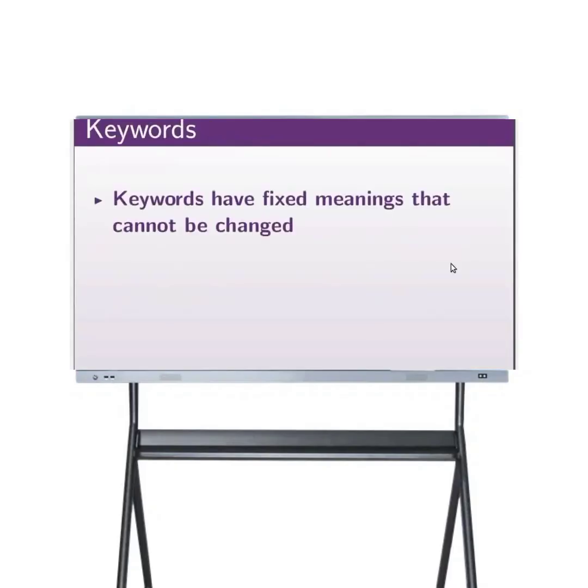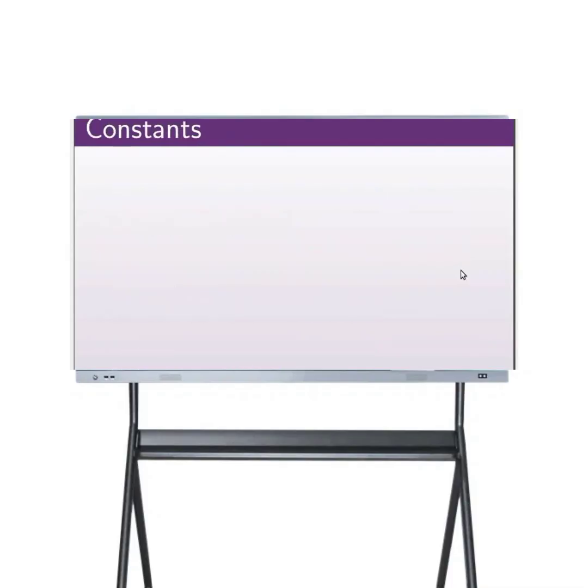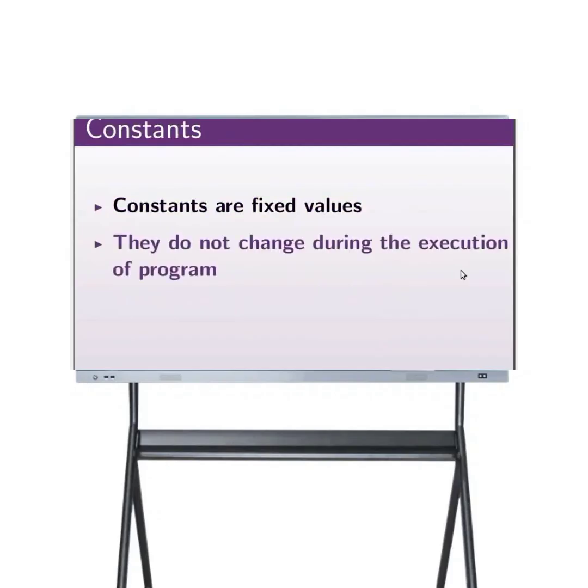Keywords have fixed meanings that cannot be changed. Keywords cannot be used as variable names. There are 32 keywords in C. To name some: auto, break, case, char, enum, extern, etc. Constants. Constants are fixed values. They do not change during the execution of a program. There are two types of constants: numeric constants and character constants.